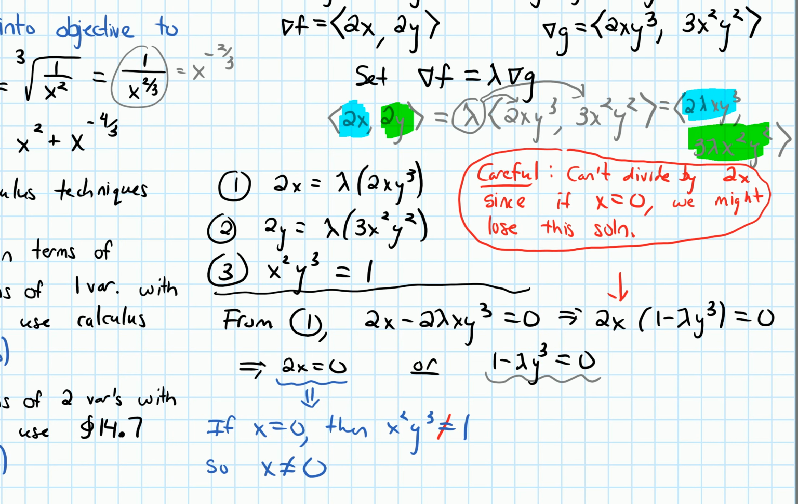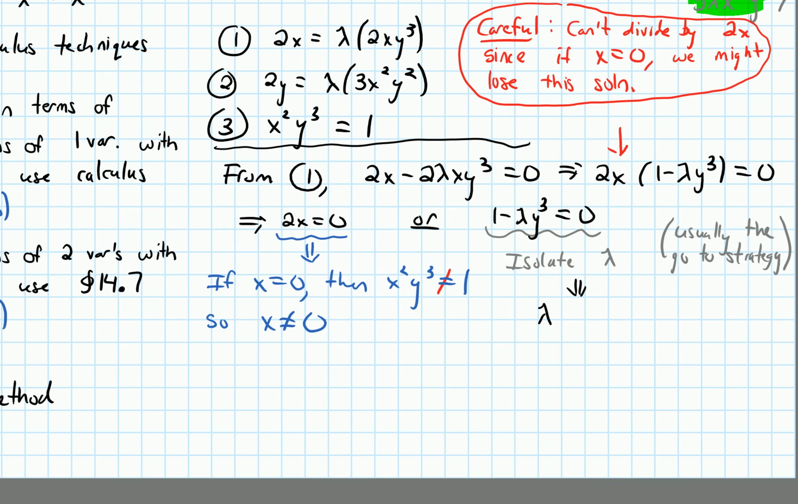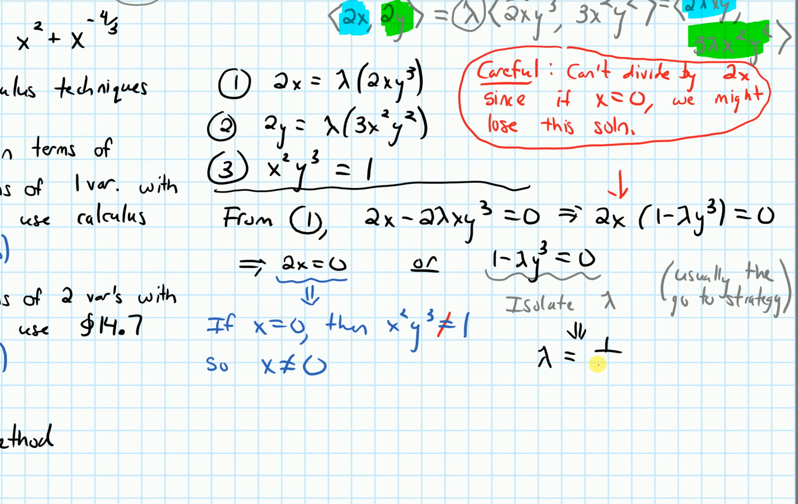Typically, our strategy with this other equation is going to be to isolate the lambda. So this is usually the go-to strategy in these Lagrange problems. Okay, so if we were to isolate lambda, we would end up getting that lambda, let me scroll up, give myself some room, lambda equals 1 over y cubed.